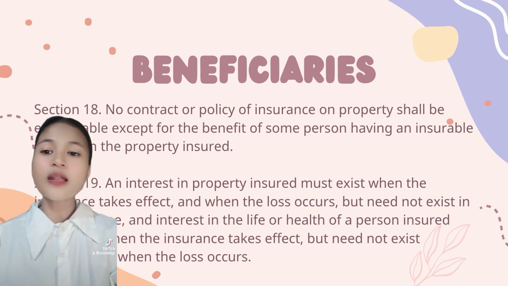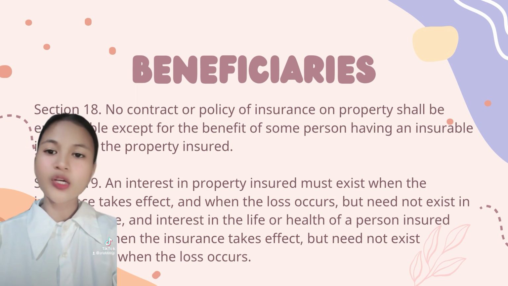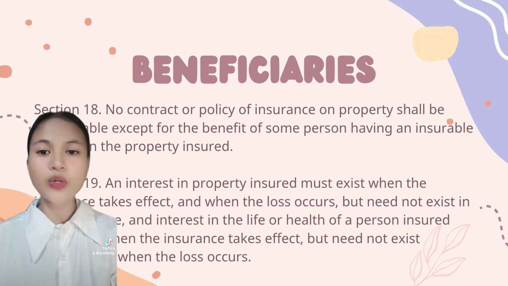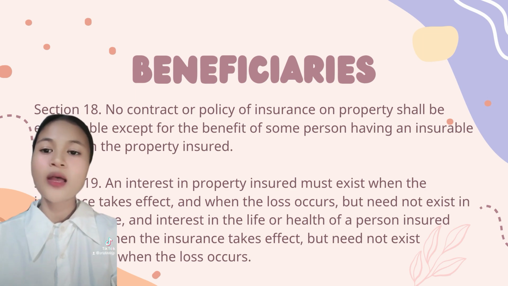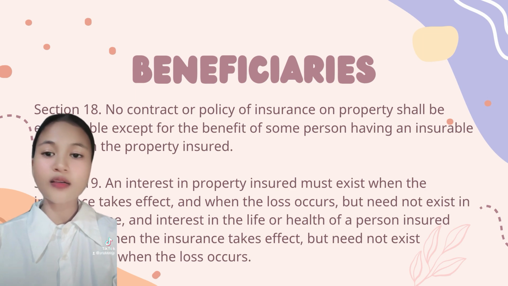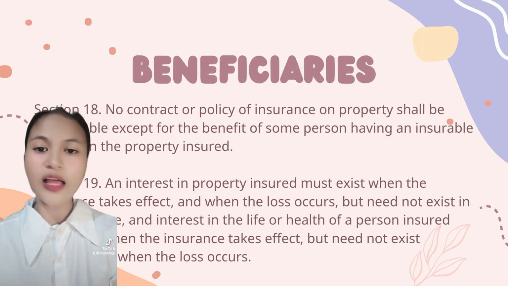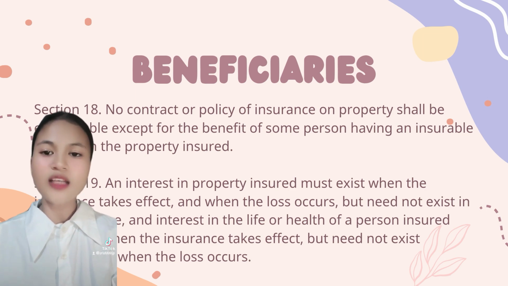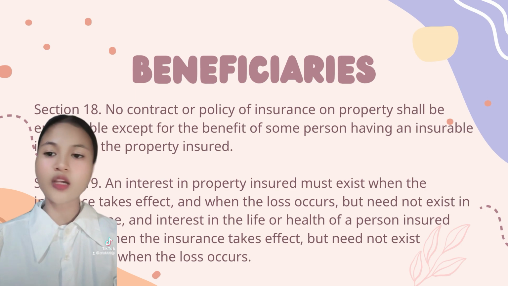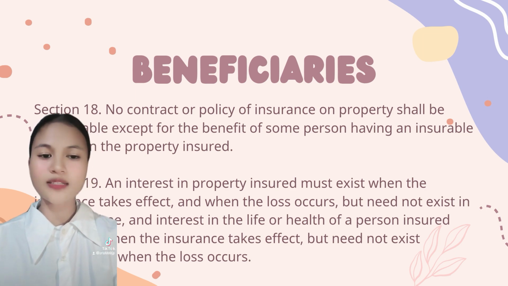In Section 9, an interest in property insured must exist when the insurance takes effect and when the loss occurs, but need not exist in the meantime, and interest in the life or health of a person insured must exist when the insurance takes effect, but need not exist thereafter or when the loss occurs.